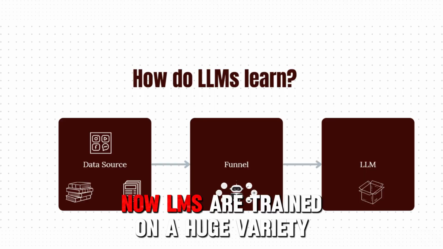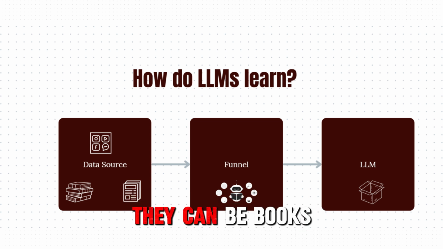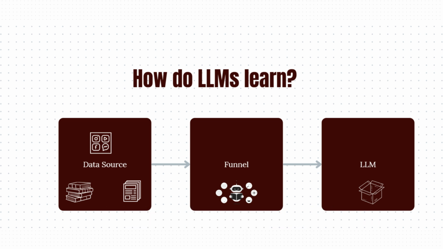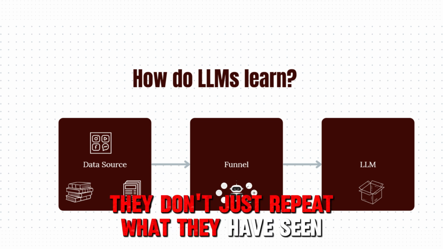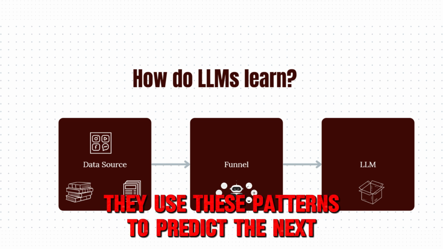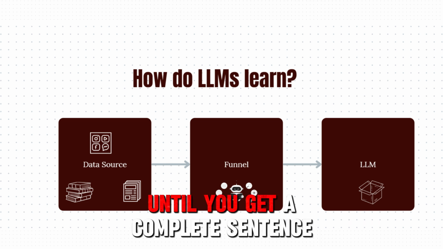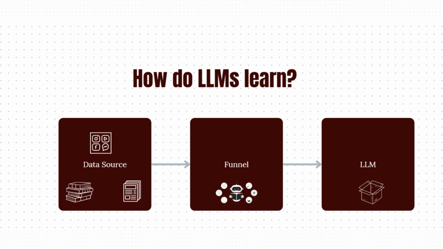Now, LLMs are trained on a huge variety of data sources. They can be books, articles, websites, even social media posts. By looking at all this data, they learn patterns in language. So when you give them a prompt, they don't just repeat what they have seen before. They use these patterns to predict the next word, then the next one, and the next one, until you get a complete sentence or an entire essay built for you.